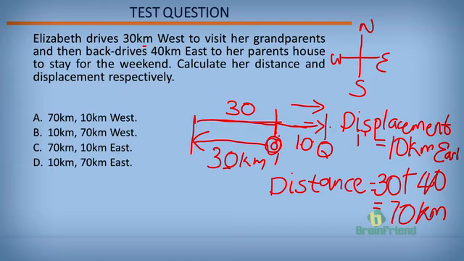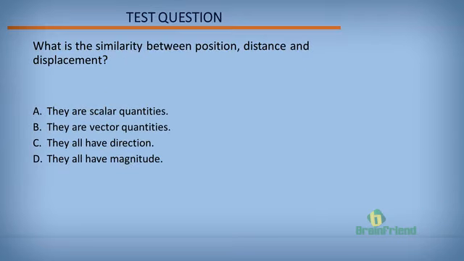And where do we have that? We have 70 kilometer distance and 10 kilometers east. Therefore, option C is the correct answer. She traveled 70 kilometers by distance and 10 kilometers east by displacement. The last question for this lesson: what is the similarity between position, distance, and displacement? A, they are scalar quantities. B, they are vector quantities. C, they all have direction. And D, they all have magnitude.